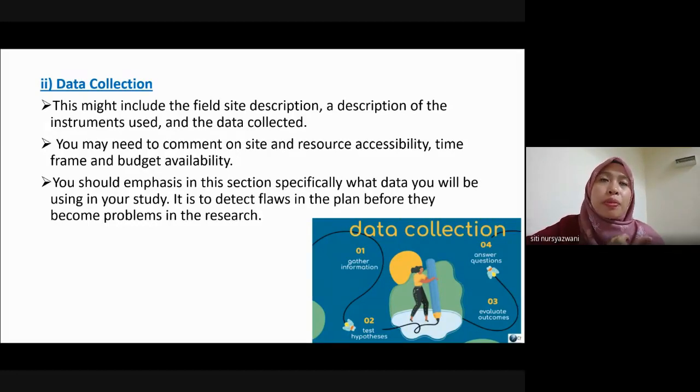So maksudnya perlu detail. So macam instrument yang awak gunakan tu apa, daripada mana, okay, apa dia punya details instrument yang awak gunakan. And field site description tu di mana, location kat mana. So kena detail and letak dalam method awak. You may need to comment on the site of resource accessibility, time frame and also budget availability. And then you should emphasize in this section specifically what data you will be using in your study. It also detects flaws in the plan before they become a problem in the research.